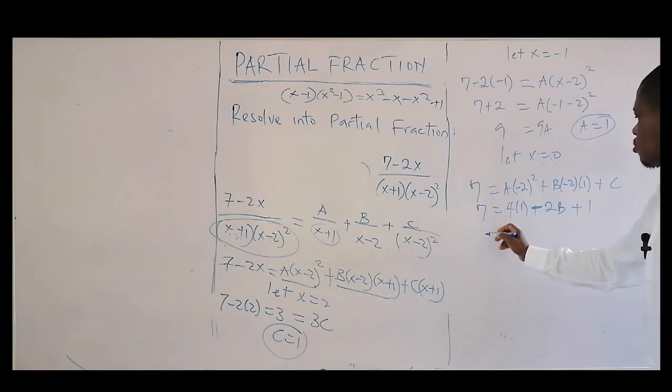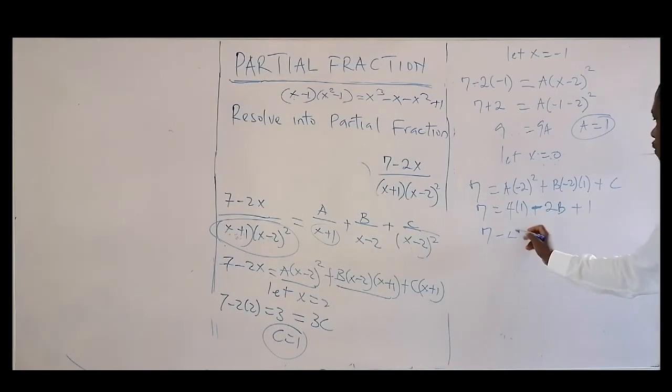This is 7. So that will be equal to 7 minus 4. Move this to the other side. Then minus 1 equal to minus 2b. So this will be equal to 7 minus 4, that's 3, minus 1, that's 2. So b is what? Minus 1.